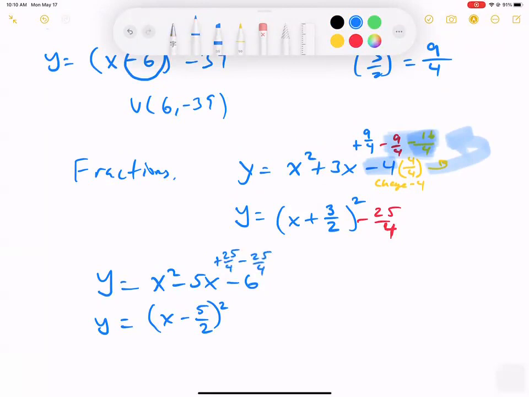Okay, that's our perfect square. So we said this before. My perfect square is going to be x squared minus 5x plus 25/4. That's this guy here. These are all one group. Now we have to deal with the rest of it.